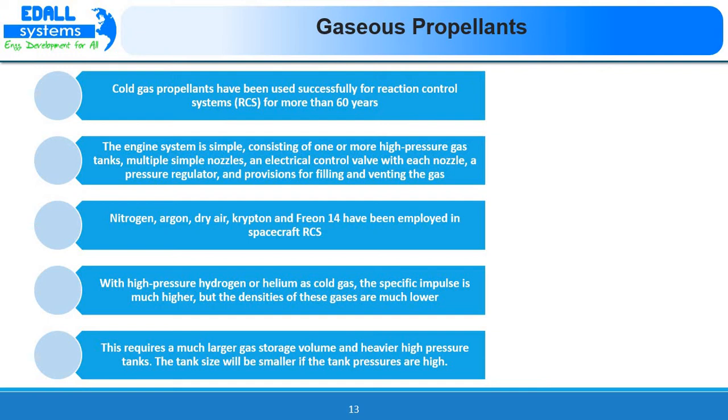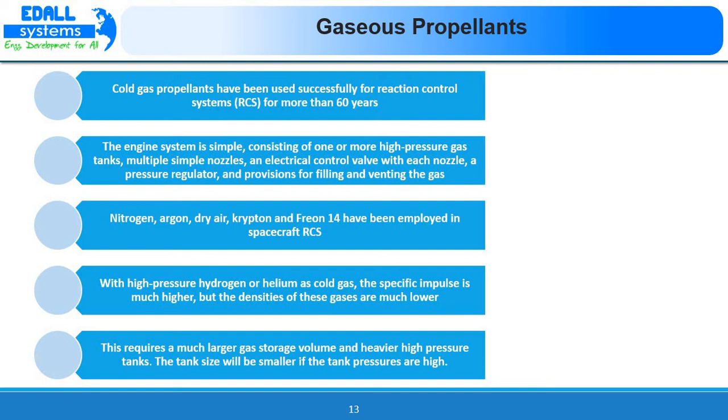So some examples of gaseous propellants which are used are nitrogen, argon, dry air, krypton, and Freon 14, which have been developed in spacecraft reaction control systems. With hydrogen or helium as cold gas at high pressure, the specific impulse is much higher, but the densities of such gases are much lower. Because of this, it requires a much larger gas storage volume and heavier high pressure tanks.